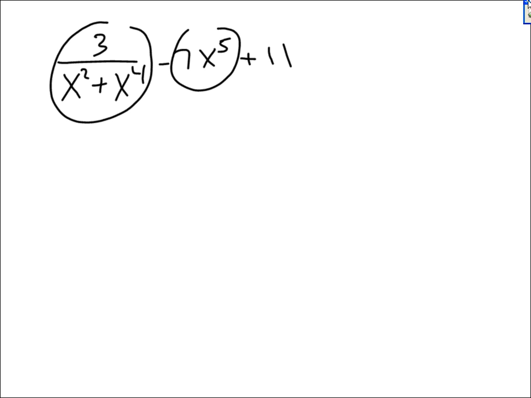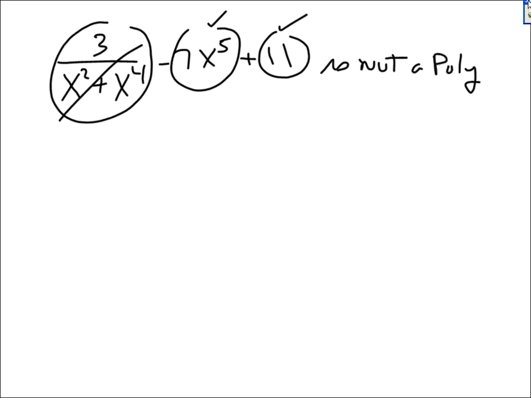Here, 3 over x squared plus x to the 4th minus 7x to the 5th plus 11. These are the terms. This one's a monomial, so is this one. This is not a monomial. That is the whole thing. It is not a polynomial. Each and every term must be a monomial.